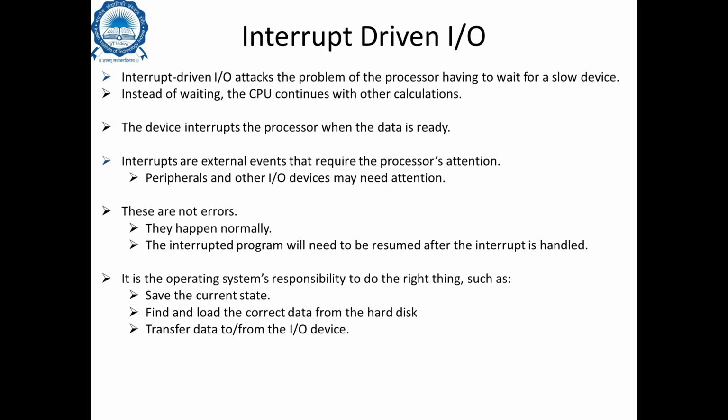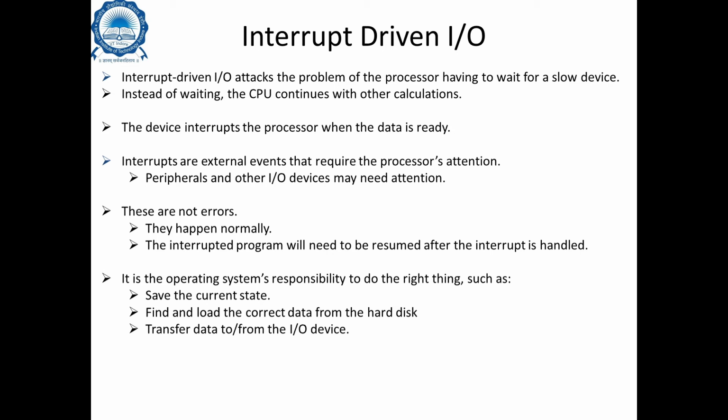So in order to overcome this slow polling process, interrupt driven IO is certainly a better alternative. In this case, interrupt driven IO attacks the problem of the processor having to wait for a slow device. Instead of waiting, the CPU continues with other tasks and calculations. The IO device interrupts the processor when the data is ready, else the processor will just normally continue its work.